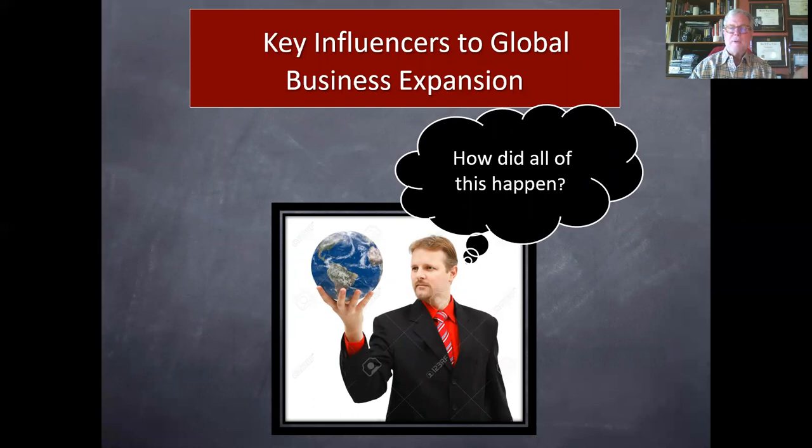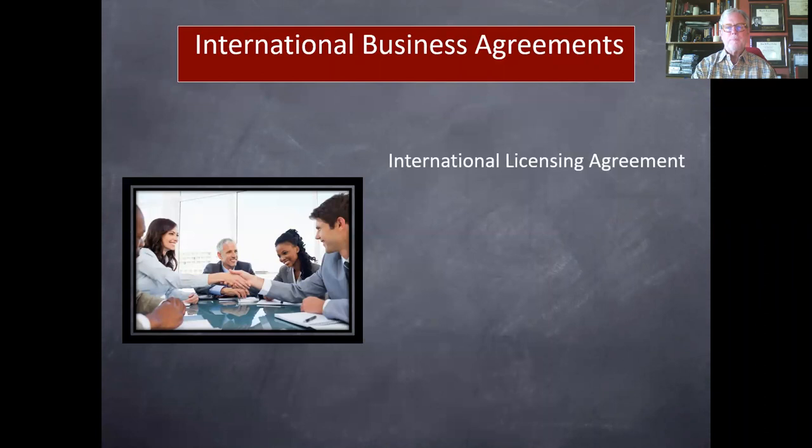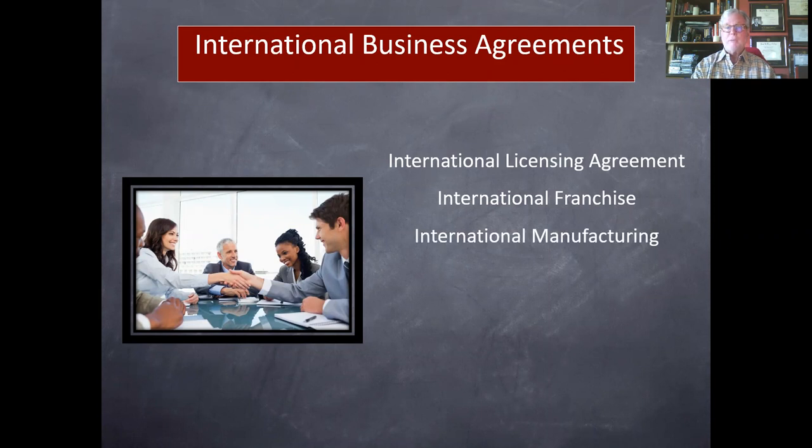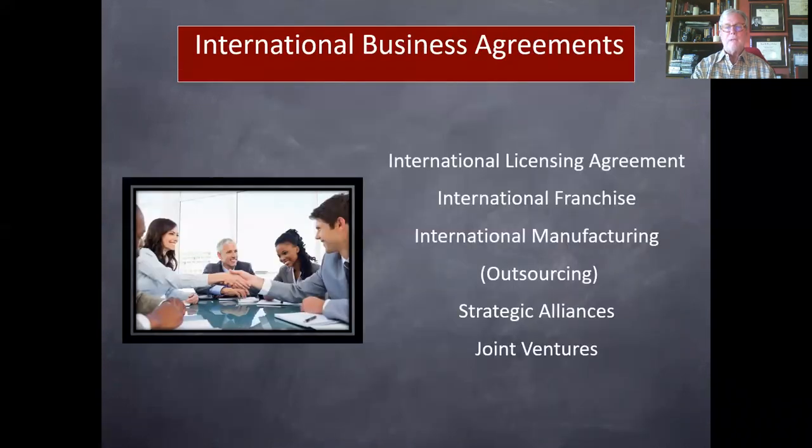So anyway, how did all this happen? What mechanisms are in place to allow a company to move into the global market successfully? It's a very good question. We're going to talk about some of those things. So we're going to look at some of the ways companies go global: international licensing agreements, international franchises, international manufacturing agreements, and then outsourcing. Also, what they call strategic alliances and joint ventures. And these are basically the kind of menu that companies have to employ when they want to be involved with companies abroad.